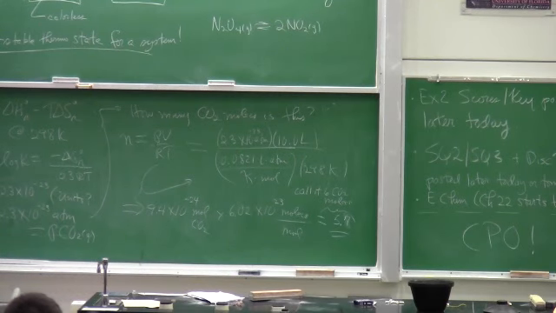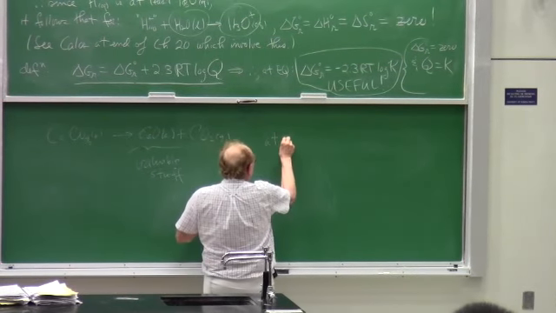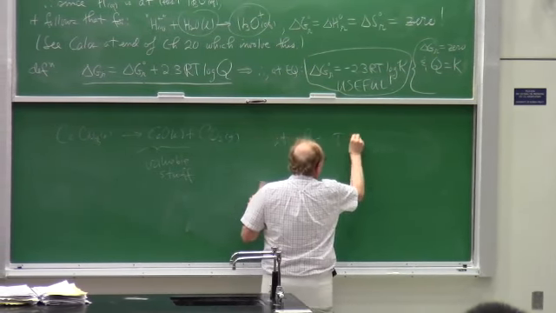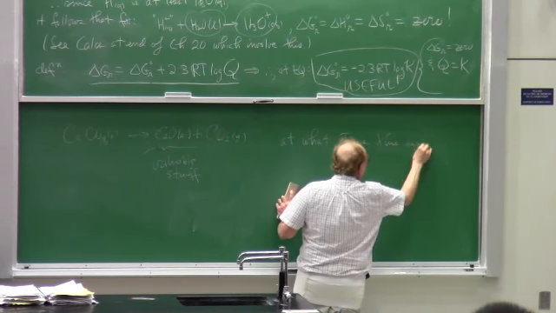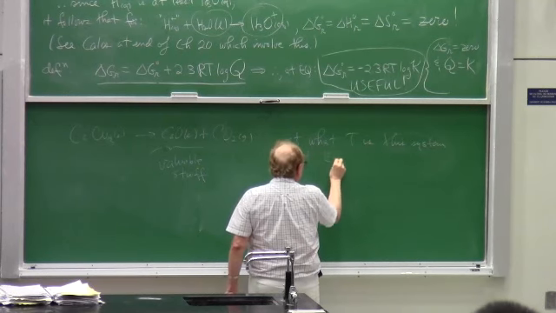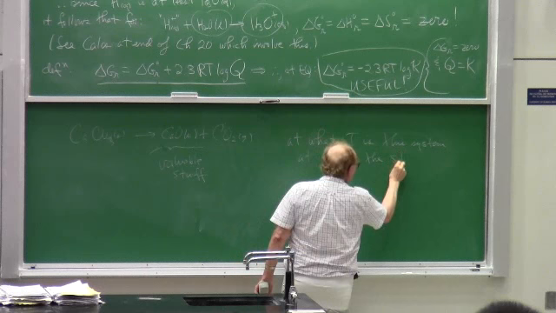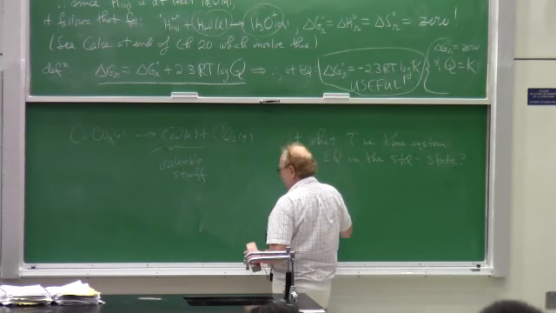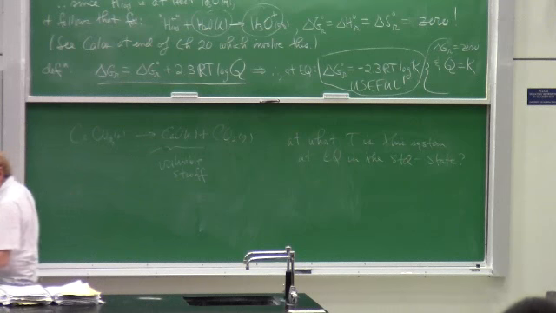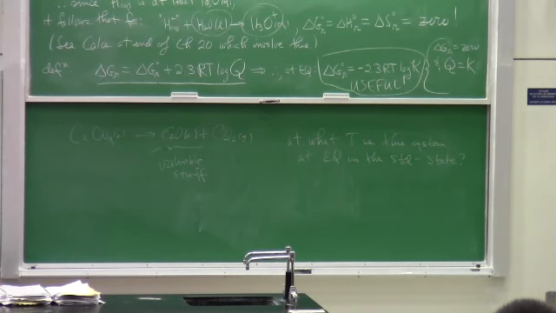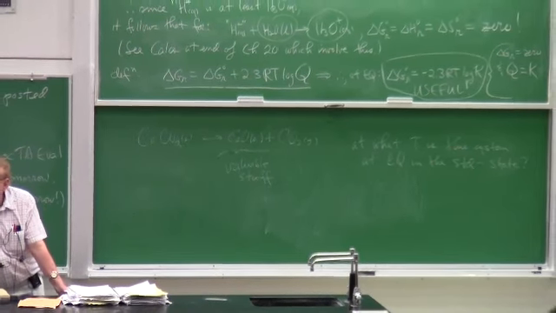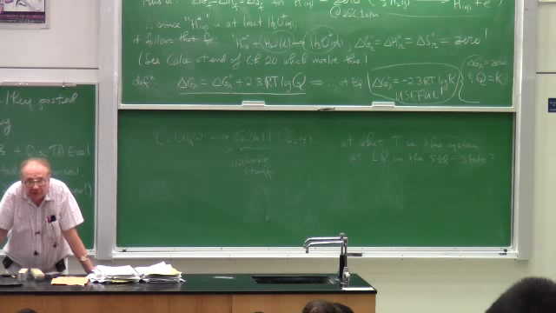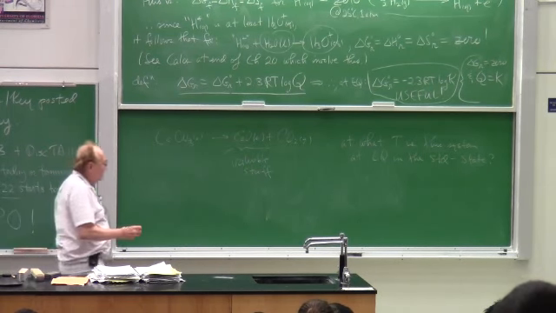So comes the next question. At what T is this system at EQ in the standard state? Now if it's at EQ in the standard state, what's delta G zero for this transformation? Zero!